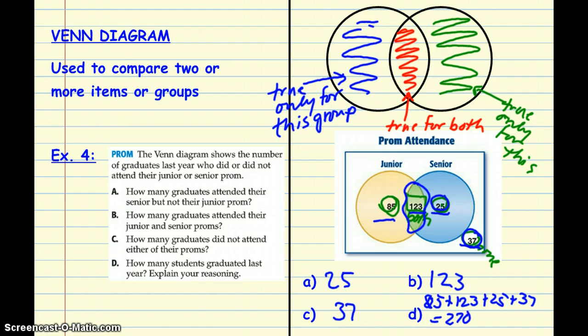So the big thing again with Venn diagrams, look to see where they overlap and what's specific about each group. And then with the truth values, make sure we're paying attention to the true and false values. So there you have it, folks.